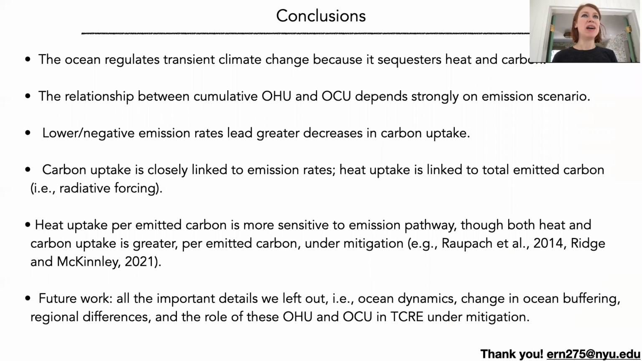So to back up, in conclusion, I'll reiterate where we're coming from in this work, from the perspective that one of the key roles of the ocean in transient climate change is its ability to sequester heat and carbon. But what we found is that the relationship between the total or cumulative uptake of heat and carbon depends strongly on emission scenario. So how much of a sink the ocean is to both of these properties depends on the scenario of their emissions. We found that lower or negative emission rates lead to greater decreases in carbon than heat uptake, because carbon is more closely linked to those emission rates, while heat is more linked to the total emitted carbon and has essentially more memory.